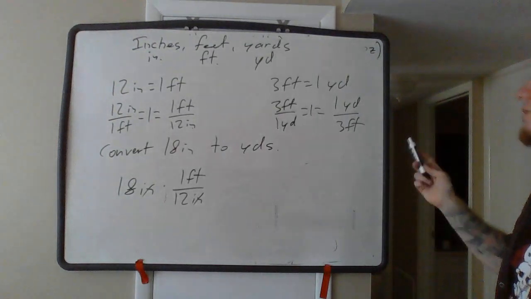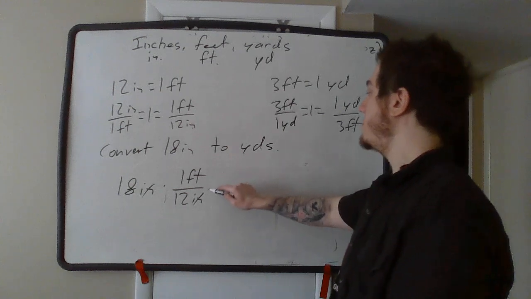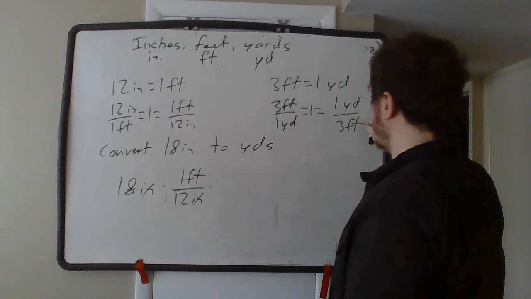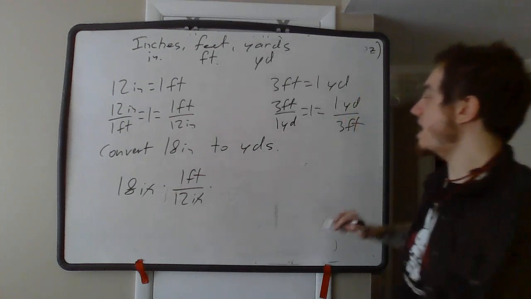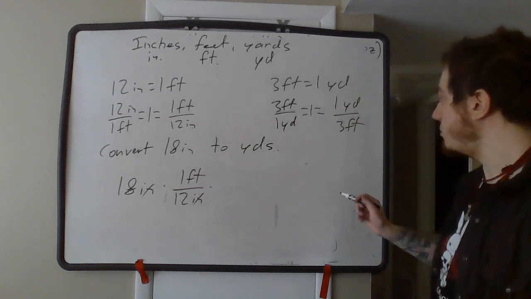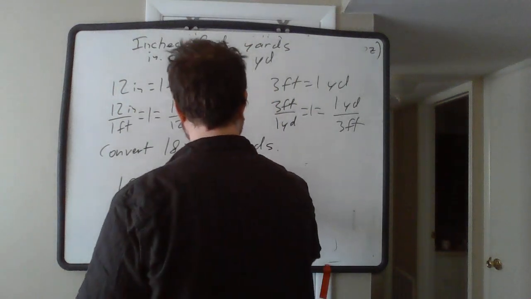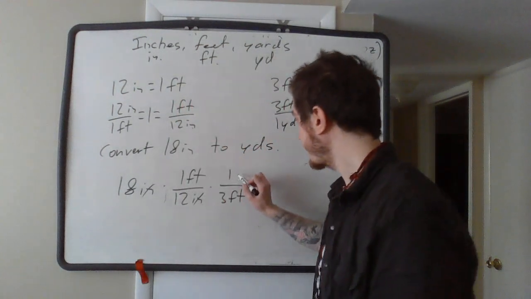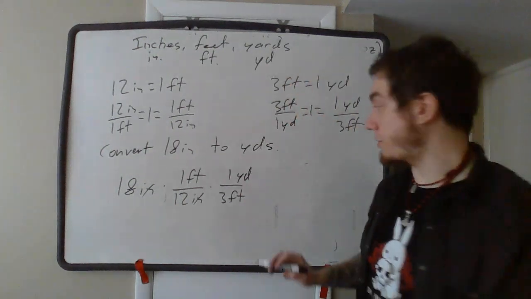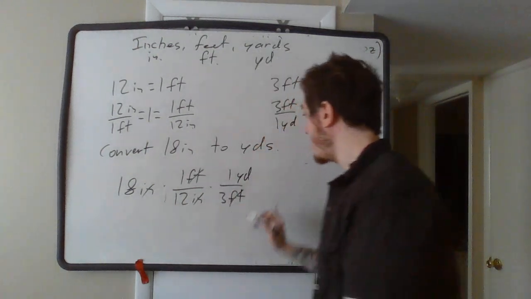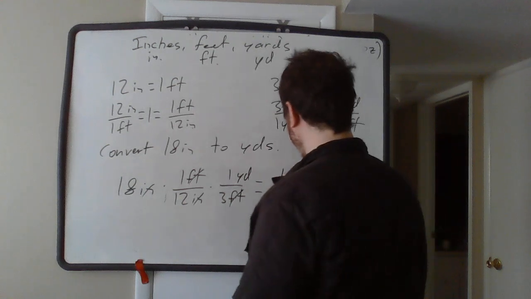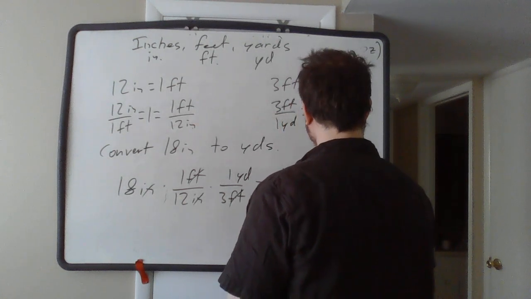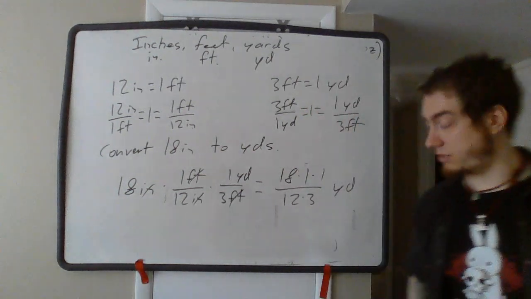But you can probably see what's going to happen here. I'm now going to be able to multiply this by 1 yard over 3 feet. That will cancel out the feet units and leave me with yards. So we multiply by 1 over 3 feet. I'm sorry, 1 yard over 3 feet. The feet units now cancel. This leaves me with 18 times 1 times 1 over 12 times 3 in yards.